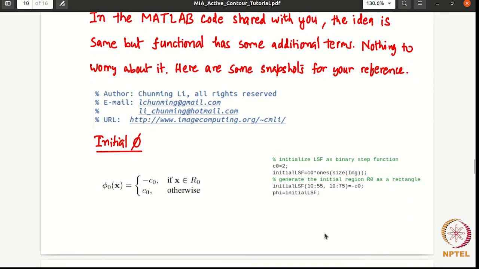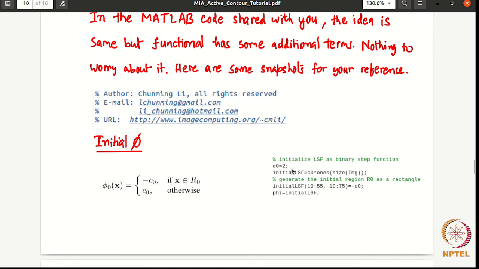So for example, our initial phi, the initial level set, is, suppose, a binary function. If you have to represent this, you have to write it like this. In MATLAB, you can write a binary step function in this way.